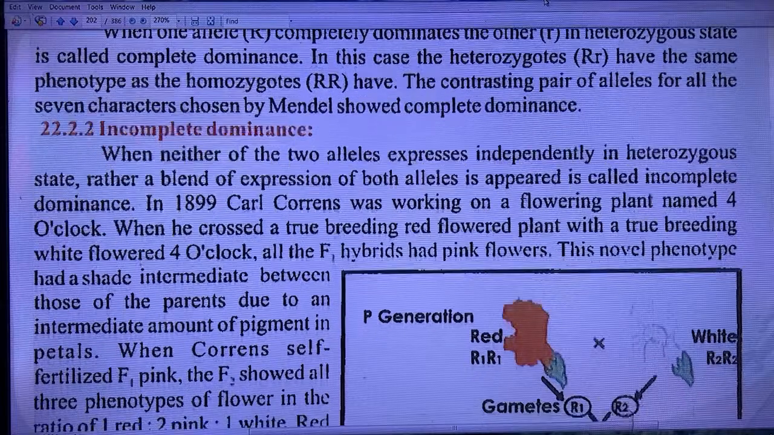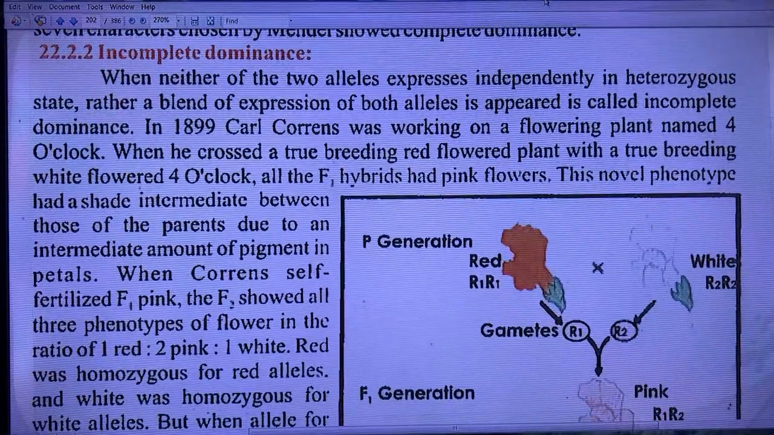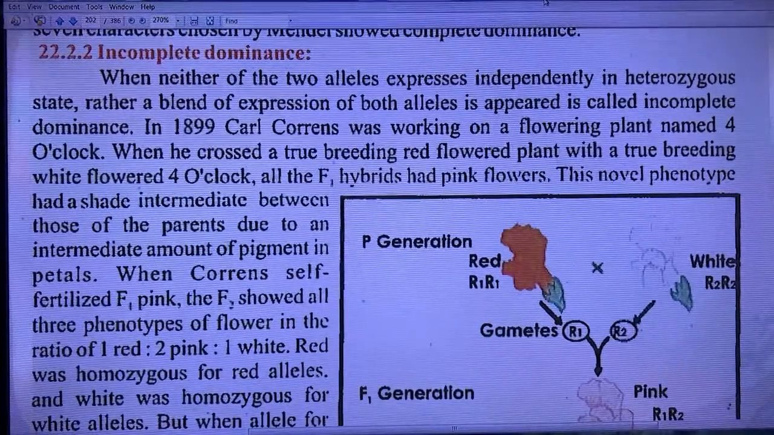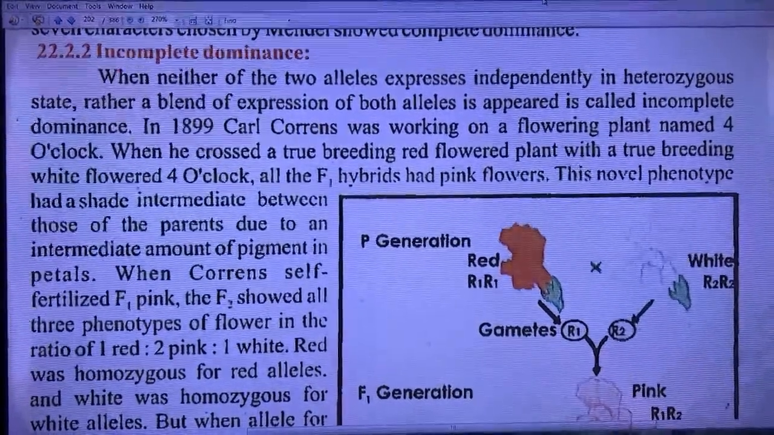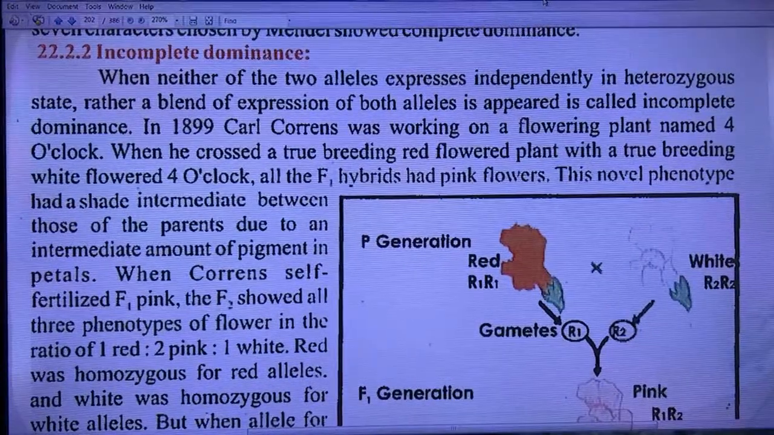Complete dominance: when one allele completely dominates the other in the heterozygous state, it is called complete dominance. In this case, the heterozygote has the same phenotype as the homozygote. The contrasting pairs of alleles for all seven characters chosen by Mendel showed complete dominance. Incomplete dominance: when neither of the two alleles expresses independently in the heterozygous state, rather a blend of expression of both alleles appears, it is called incomplete dominance. In 1899, Carl Correns was working on a flowering plant named Mirabilis jalapa, the four o'clock plant. When he crossed a true-breeding red-flowered plant with a true-breeding white-flowered plant, all the F1 hybrids had pink flowers.